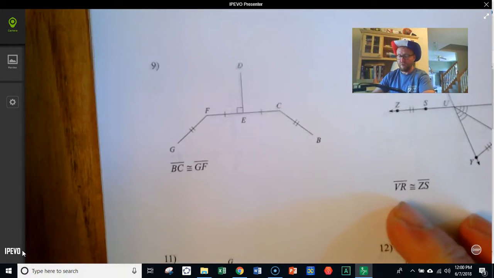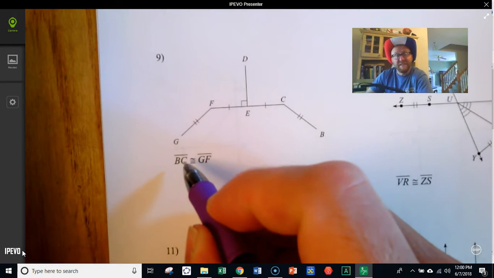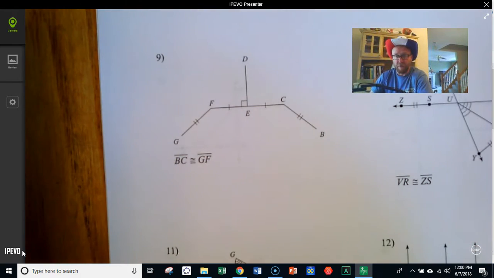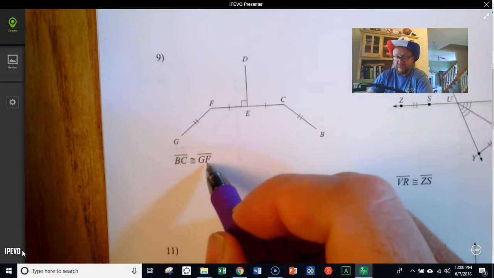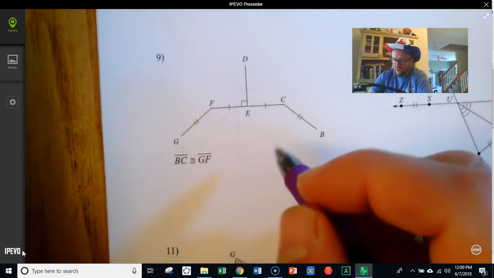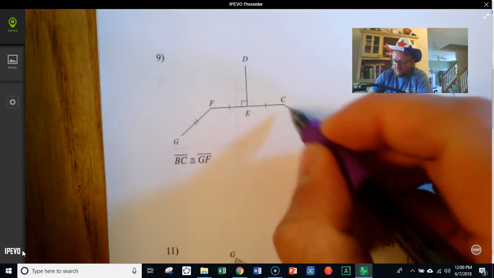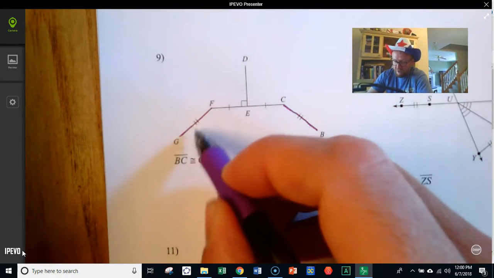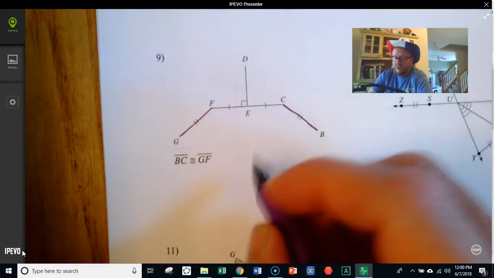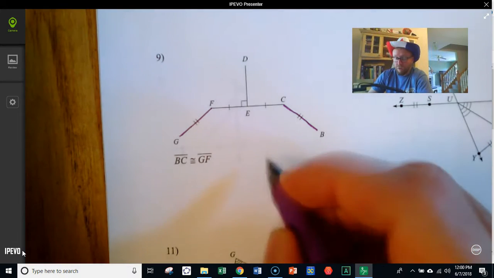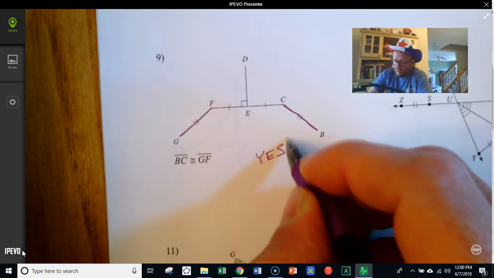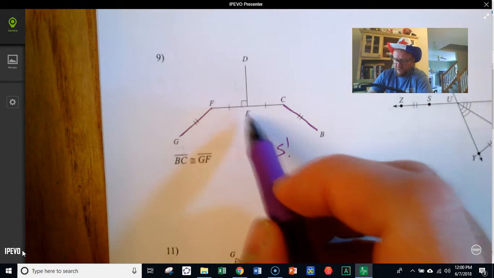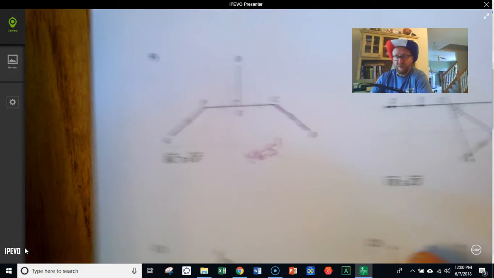Look what else we got here. Here we have that BC. And by the way, this is segment BC. You can tell because the line over the top doesn't have any arrows on it. It is congruent to segment GF, which means they're the same length. Let's take a look. Here we have BC right here, and GF right here, and you'll see they both have a double tick mark on them, so that means that the two segments are congruent. So, yes. Also notice that FE and EC are also congruent. There's another piece of information there for you.